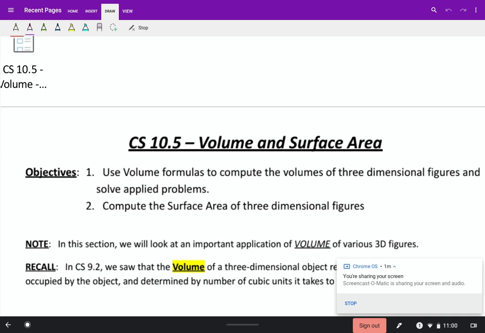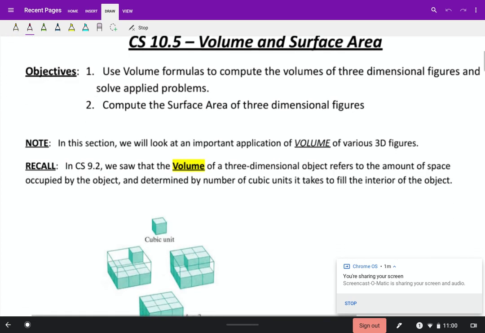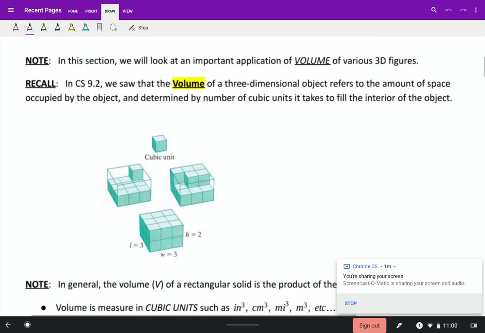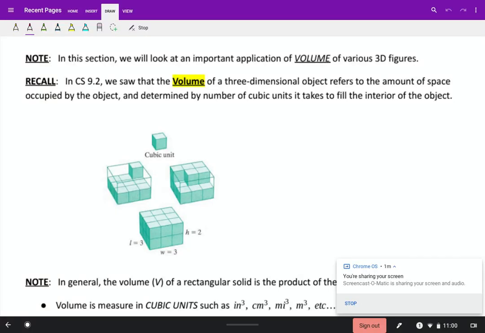Okay, so today we are going to do 10.5, which is surface area and volume. So volume is three-dimensional and it refers to the amount of space that is occupied by an object. It's determined by the number of cubic units. So area was square units, and you multiplied two things. Volume is cubic units, and you're multiplying three things.